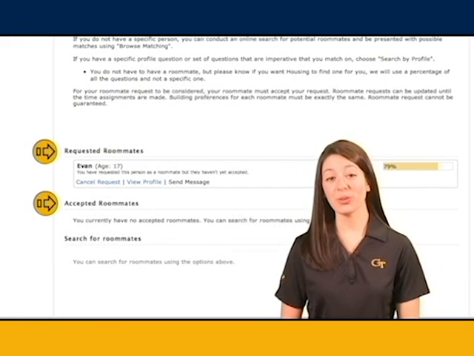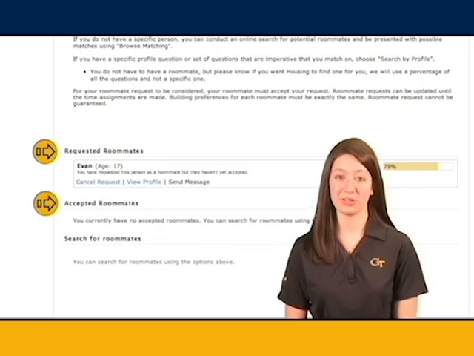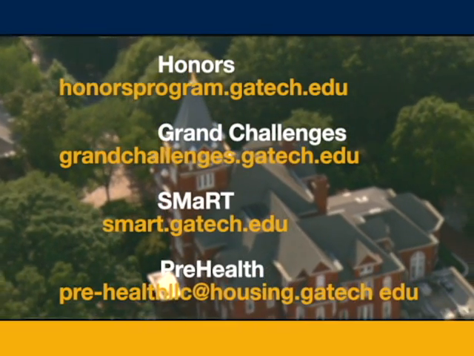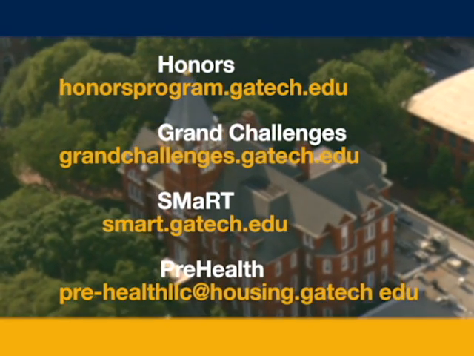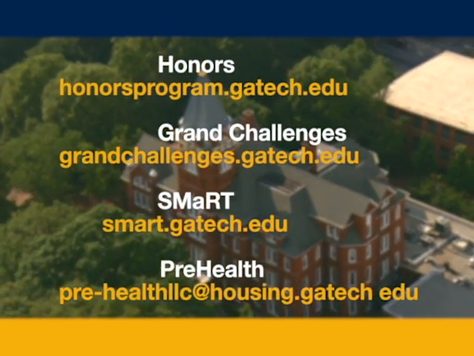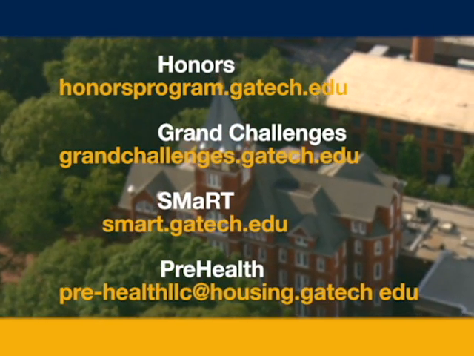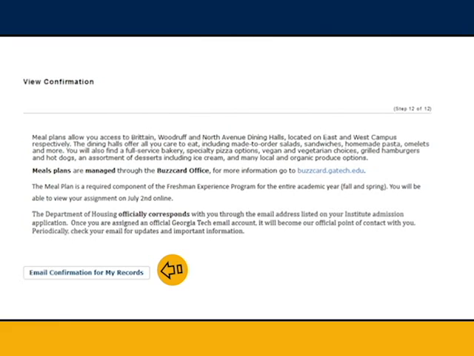Please note, if you or your roommate have more than one accepted roommate, you will be assigned to a traditional 4-person room. Remember, if you are chosen to participate in the Honors, Grand Challenges, the SMART programs, or pre-health programs, your building and roommates listed on this application will not be taken into consideration. Next, you will be asked if you prefer your roommates over buildings or vice versa. Now, email yourself a copy of your application confirmation.